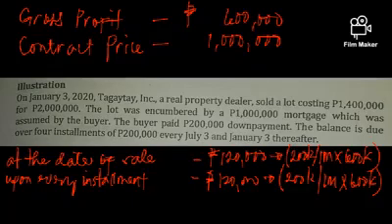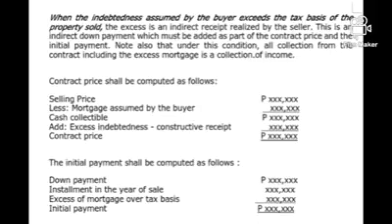When the indebtedness assumed by the buyer exceeds the tax basis of the property sold, the excess thereon is an indirect receipt realized by the seller. So this indirect down payment will then be added as part of the contract price and the initial payment. And in connection to that, the contract price will then be computed in this manner.